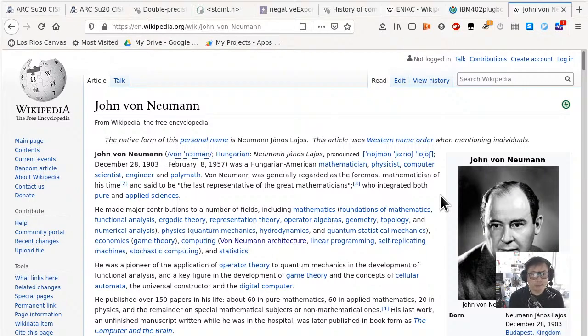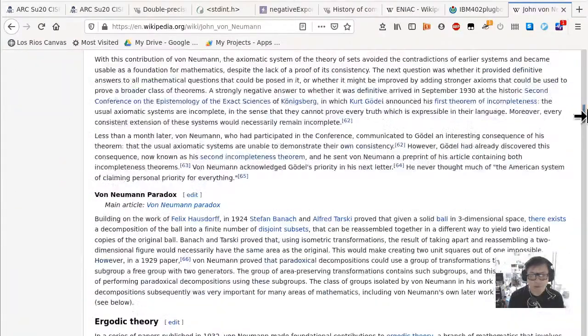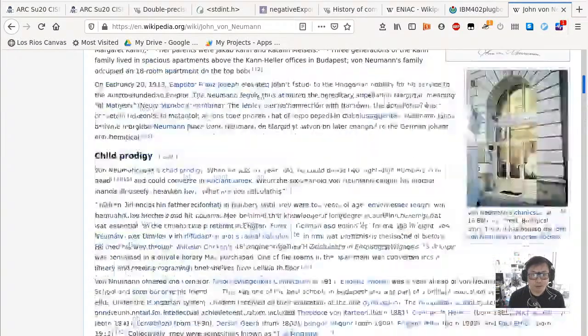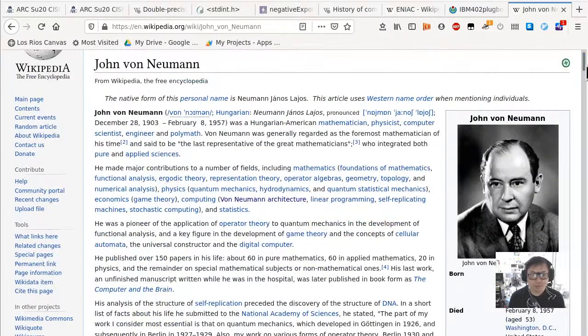When you look up the Wikipedia page on John von Neumann, it's really long. Just look at the thumbnail here. It just goes on and on and on. And you also notice that I did not say, okay, when John von Neumann, this computer scientist, invented this architecture, blah blah blah.